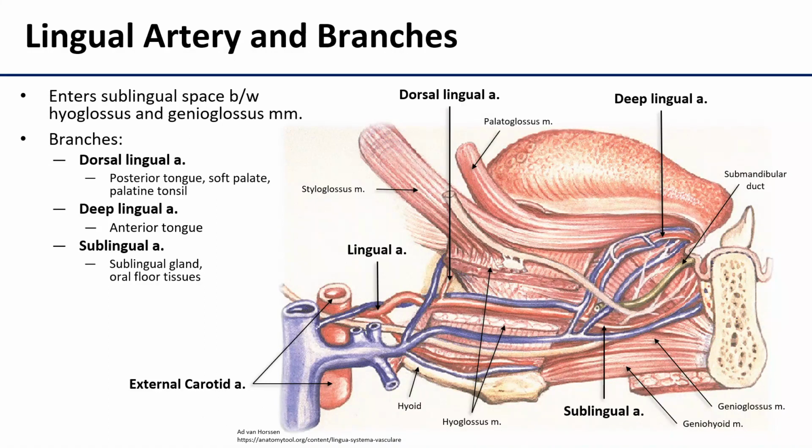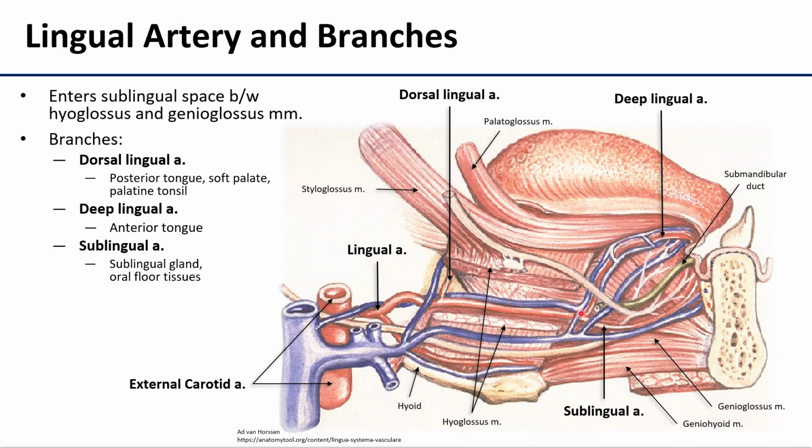Arteries found in the sublingual space are going to be branches of the lingual artery. So as it enters the sublingual space, just like everything else here, by passing deep to mylohyoid, it's going to give off the dorsal lingual artery, which will head superiorly to supply the posterior tongue, the palatine tonsil, and part of the soft palate. The bulk of the lingual artery then is going to pass deep to the hyoglossus muscle.